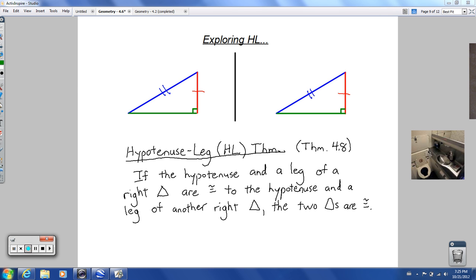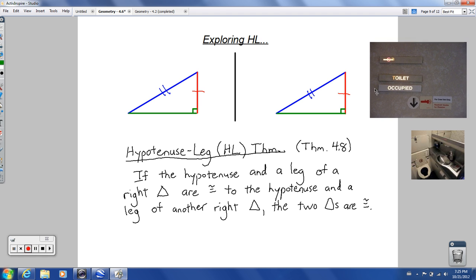And like magic, a bathroom on an airplane appears. Sometimes another name for a toilet is a pot. What do you call a bathroom being used on an airplane? It's occupied. What do you call that? You call that a hypotenuse.